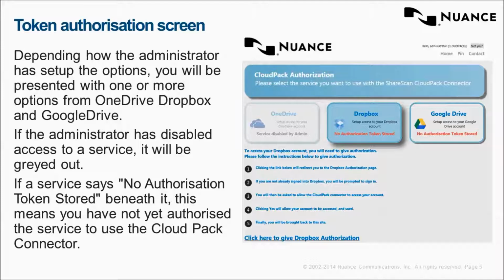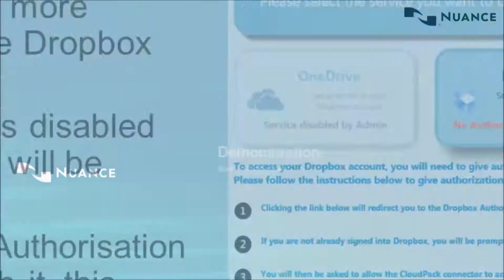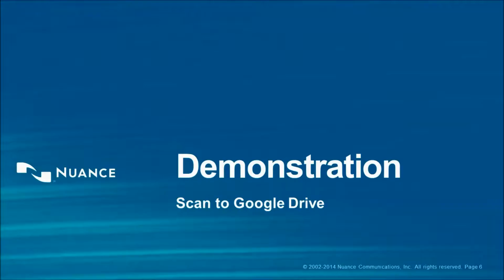It's a very simple process, and the link at the bottom there, click here to give Dropbox authorization, would allow the user to log into the service, such as Google Drive, and present their credentials, and then the application from that point on will be authorized. Let's move on to a demonstration scan to Google Drive.